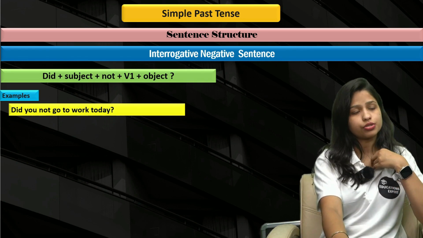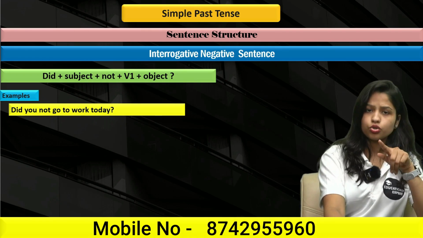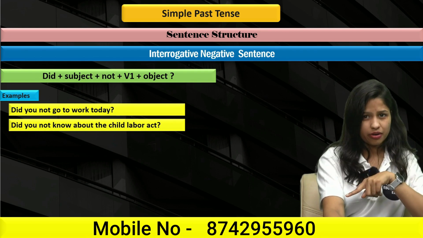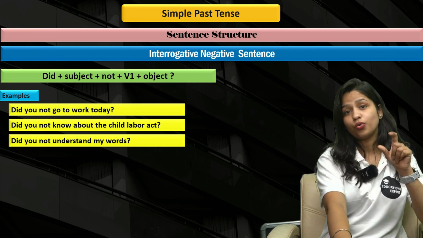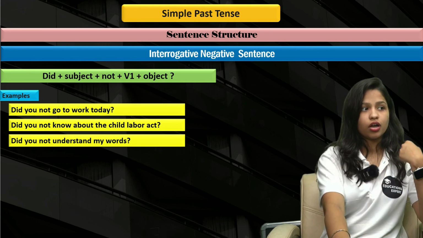Or you can also say it like, didn't you go to work today? Didn't you know about the Child Labor Act? Didn't you understand my words? I'm telling you all of these sentences in contraction forms first. Then I'll read it out for you as a normal sentence.